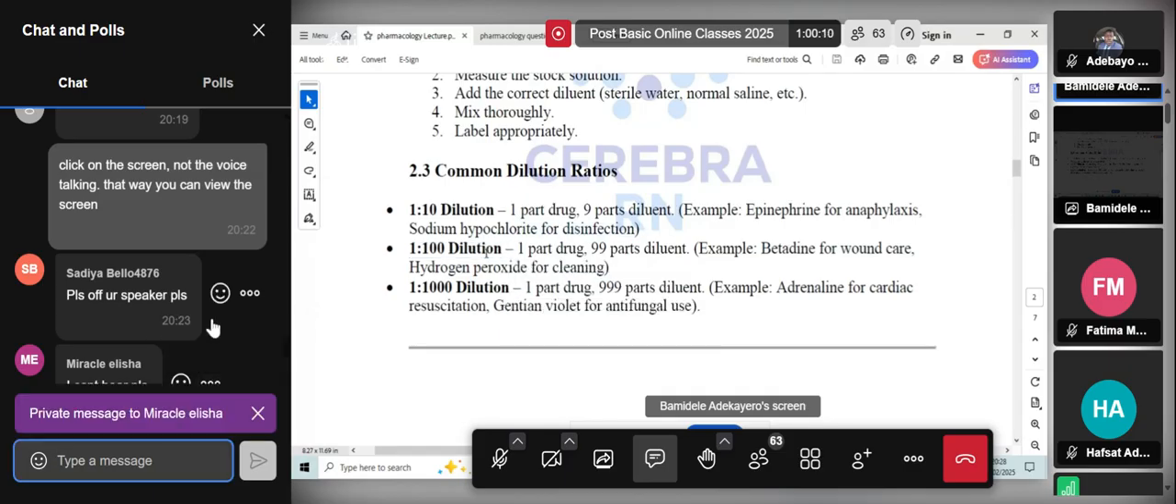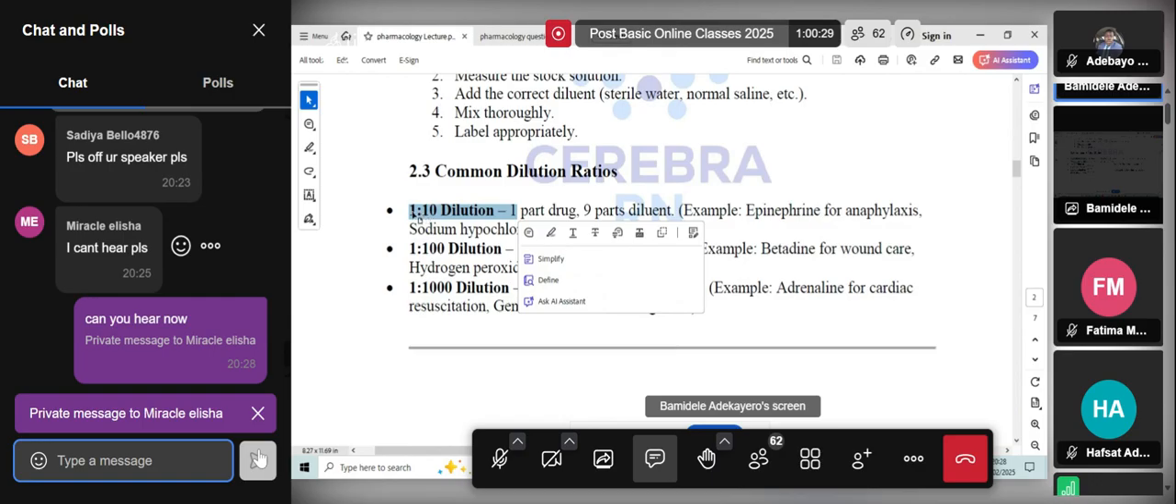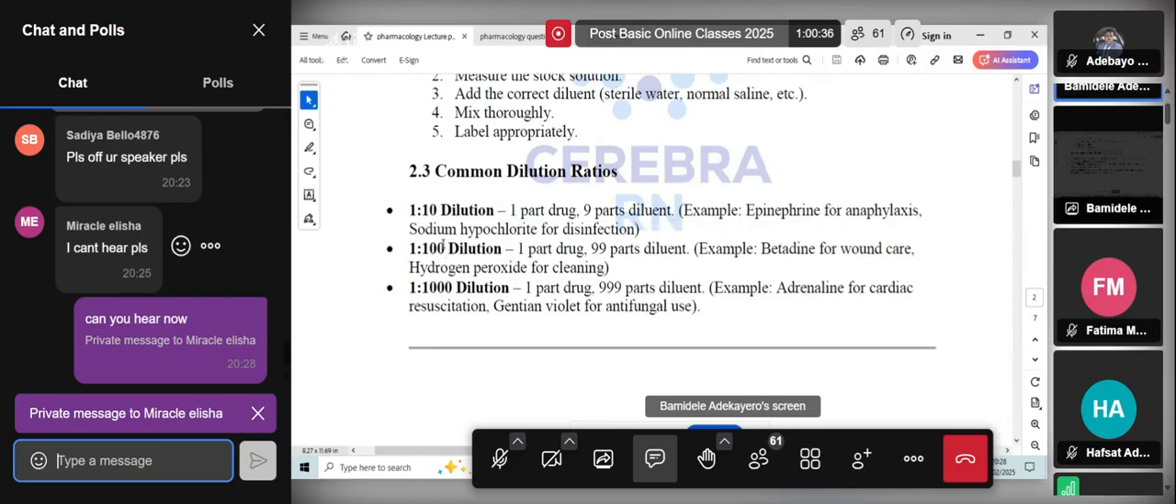That means if you have 1 mil of the medication, you get 100 mils, you get 99 mils of water. So if you are doing 1 in 10, for instance, of a medication like epinephrine, 1 mil of epinephrine will be diluted with 9 mils of water. That is what it means. It can be water, it can be normal saline, it can be sterile water.